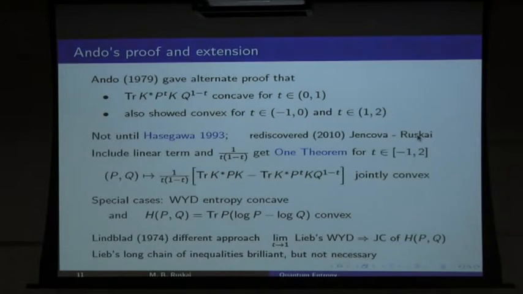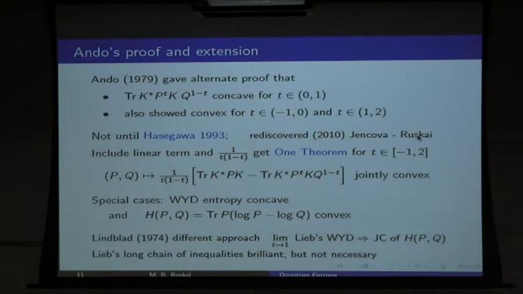Now, it turns out, but it wasn't noticed until Hasegawa in 1993, that if you put the linear term back in, and you put in this fudge factor in front, then you only need one theorem. This t and 1 minus t, they change sign at 0 and 1, so you get convex to concave automatically. And if you can prove that this quantity is jointly convex in the full range -1, 2, you immediately get that. And I rediscovered that in 2010.